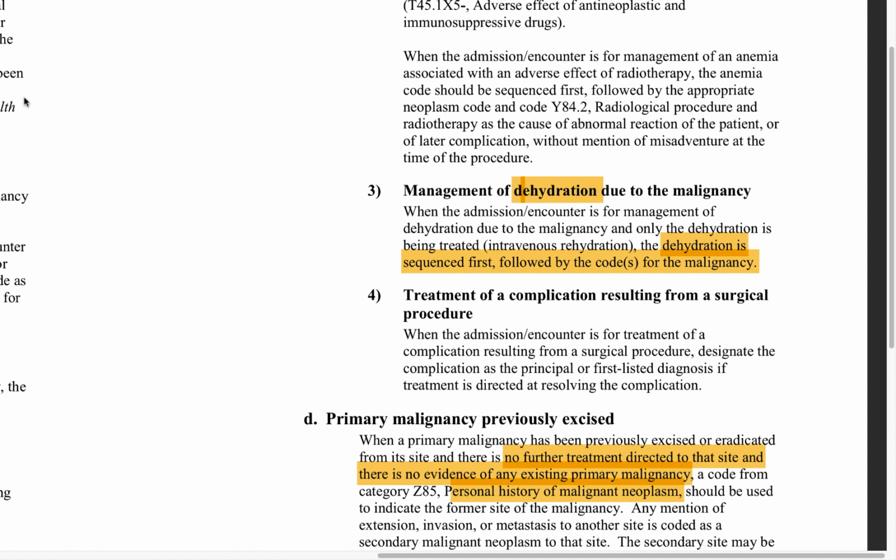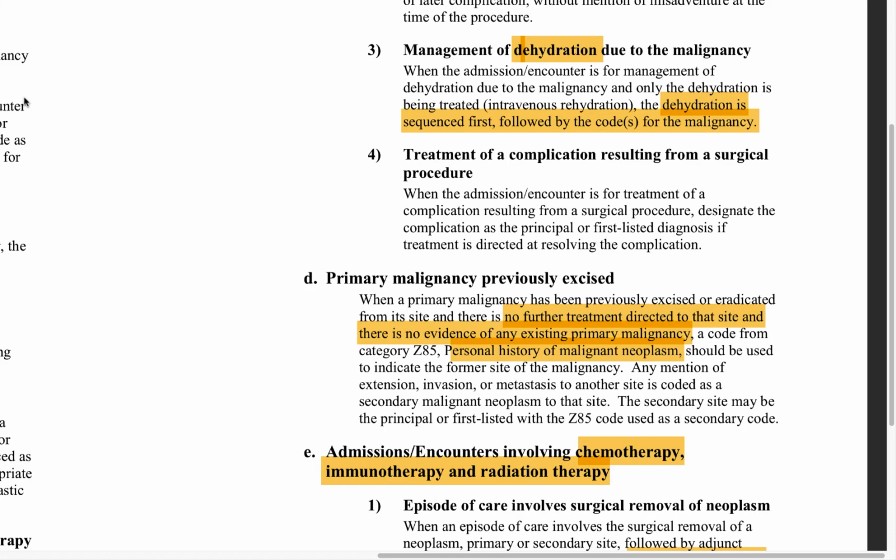When an admission or encounter is for a management of dehydration due to malignancy and only the dehydration is being treated, the dehydration is sequenced first, followed by the codes for the malignancy. When a primary malignancy has been previously excised and there is no further treatment being directed to that site and there is no evidence of any existing malignancy, a code from Z85, personal history of malignant neoplasm, should be used instead of the neoplasm code.